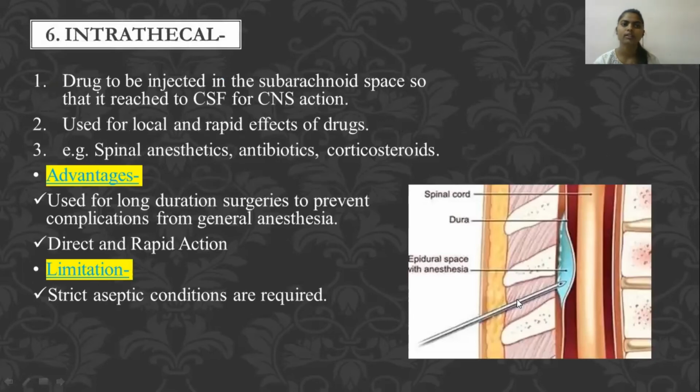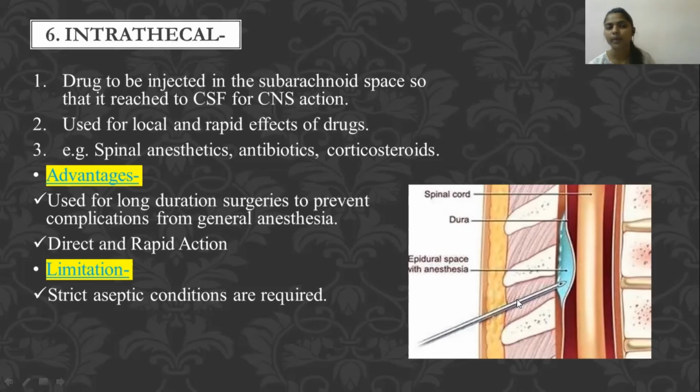Then intrathecal, the drug is injected in the subarachnoid space so that it reaches the CSF, that is cerebrospinal fluid, for the CNS action and used for the local and rapid effect of the drug. So examples are spinal anesthetics, antibiotics, corticosteroids.